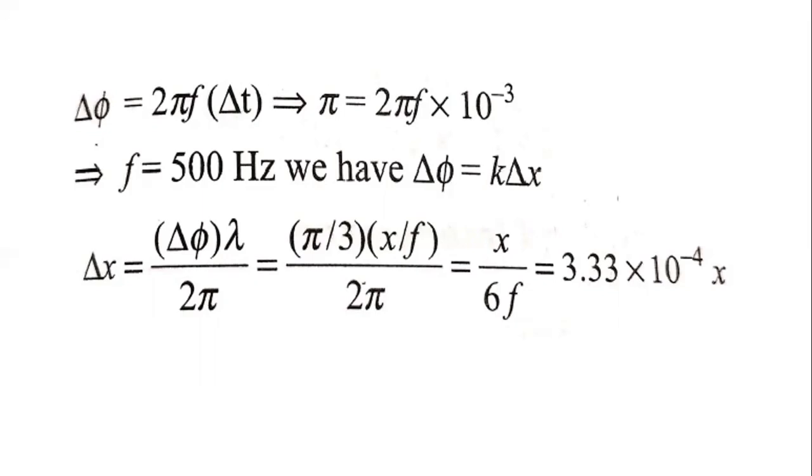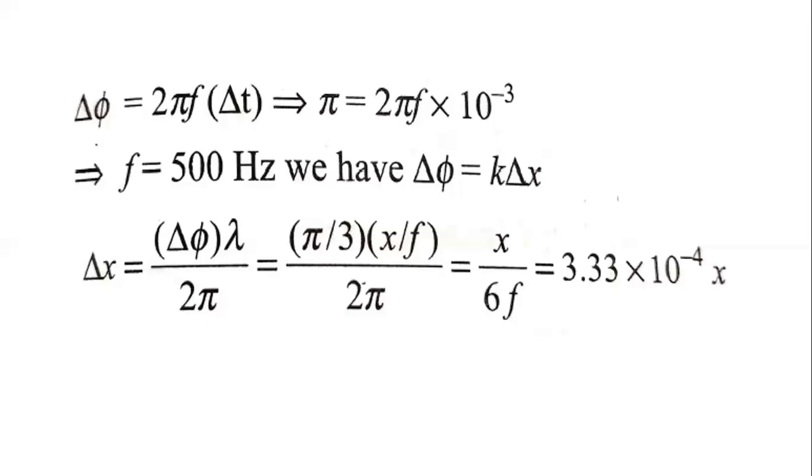So wavelength is nothing but wave velocity divided by frequency, and then divided by 2 pi. Upon substitution and simplification, your answer will be 3.33 into 10 to the power of minus 4 x. Here x is the wave velocity. This is a general question, wave velocity is x, so your options will also be in terms of x. So the right answer will be 3.33 into 10 power minus 4 x.